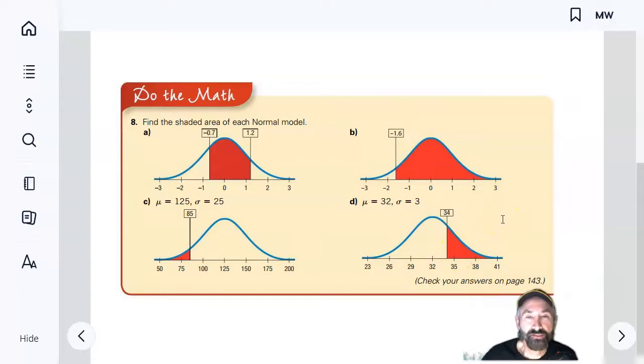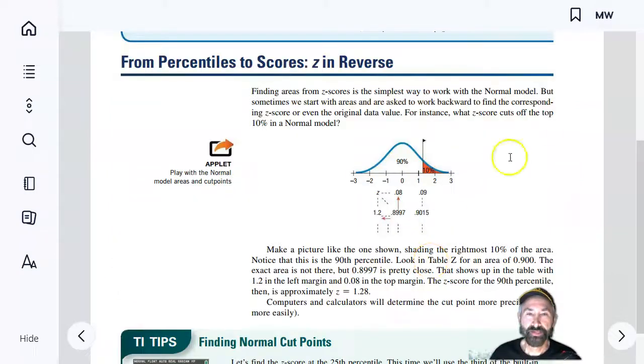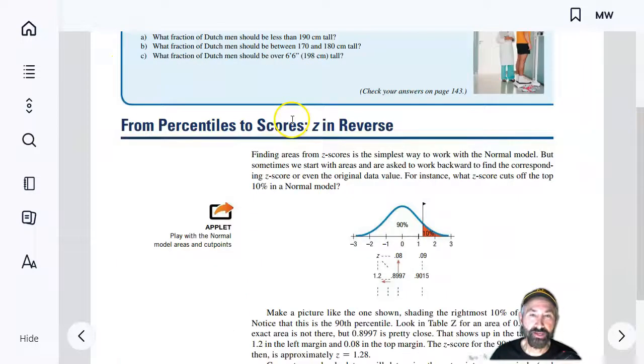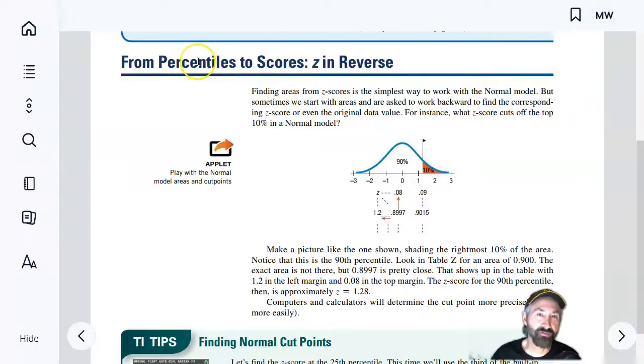Okay, now today we're going to flip things around and do things in the opposite direction. Today you're going to be given a percent and you're going to have to figure out what the z-score is, or the x value associated with the z-score. So let's take a look and see what I mean. In the online textbook on page 130, they begin to talk about how to get from percentiles to z-scores. In other words, how to do things in reverse. This is also known as inverse normal.